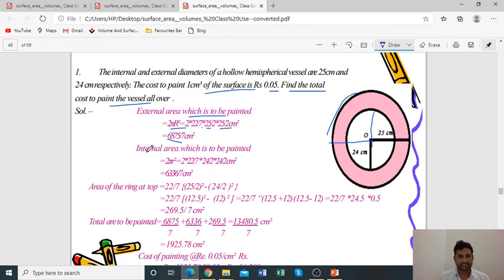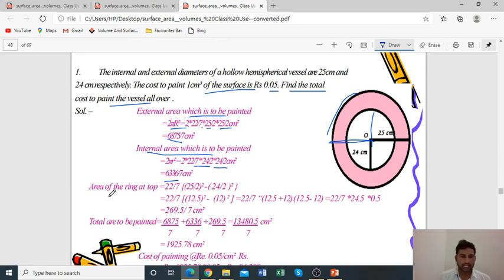Likewise, for the internal area to be painted, the internal radius is 24 divided by 2, which is 12. So the internal area to be painted is 2 × 22/7 × 24/2 × 24/2 square centimeters. So the internal area to be painted is 6,336/7 square centimeters. Okay, first the internal and external areas.